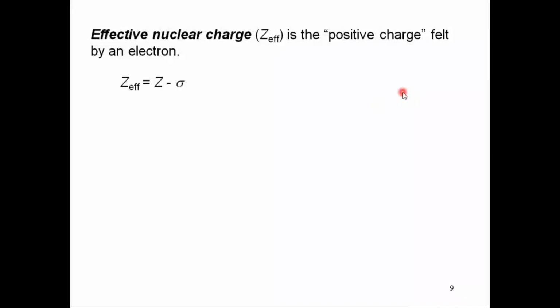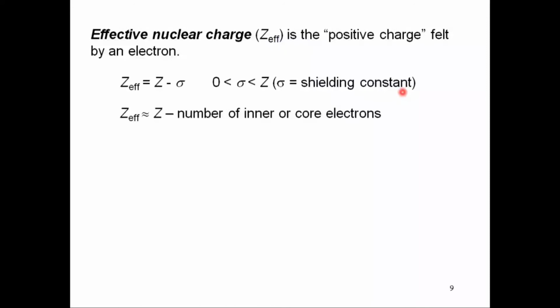Z effective is equal to Z minus sigma, or you can say Z effective is the atomic number minus the number of inner or core electrons. Core electrons are the electrons that are present in the inner shells. We know that there are two kinds of electrons, inner shell electrons and the valence electrons. Valence electrons are the outermost electrons. Electrons other than the outermost or valence electrons are the core electrons.